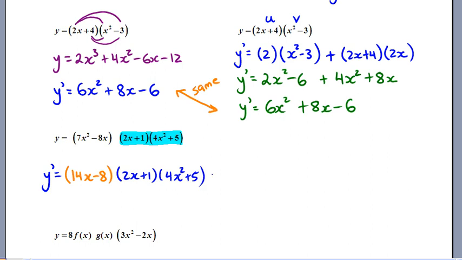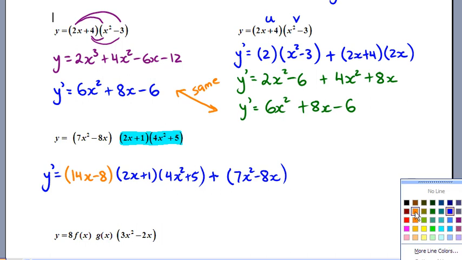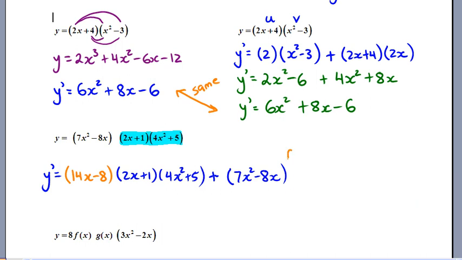Now we reverse roles. We'll say plus, because that's how the product rule goes. We'll leave the 7x squared minus 8x, just left it the way it was. And now I'm going to do a derivative. I'm going to put it right here. I'm going to use some brackets, and you're going to see why in a minute. They actually have to be there. In those orange brackets, I'm going to put the derivative of that highlighted blue material.